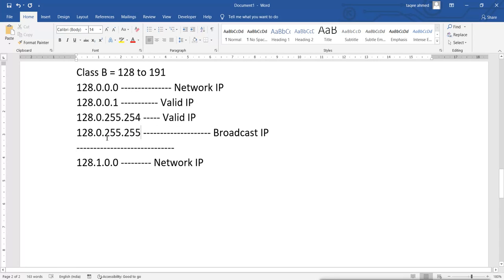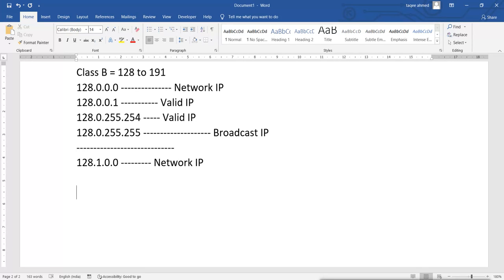Now here what happened? The IPs are getting fewer. We are reducing the host bits, which means we are reducing the host IPs, but we are increasing the network bits. So in class B, you get more networks and fewer hosts as compared to class A. So they assumed that maybe there can be many middle-sized companies who need fewer IPs than those big organizations.